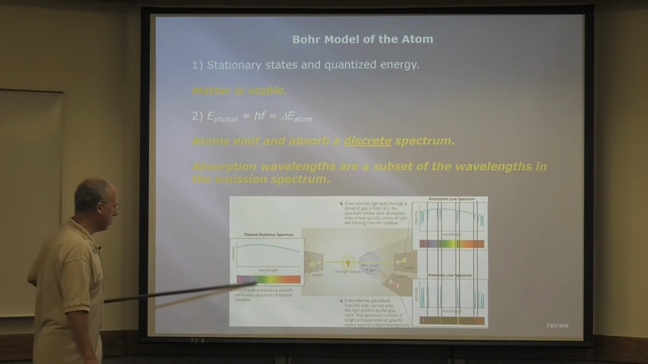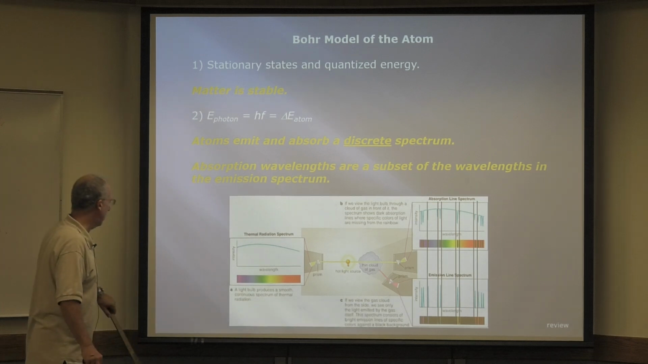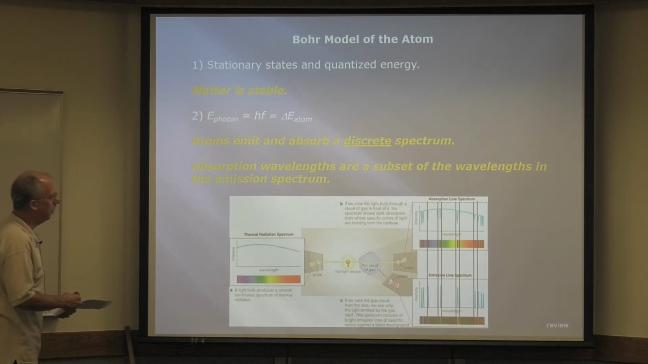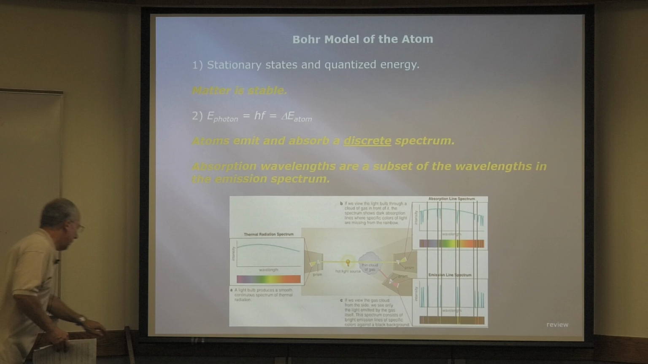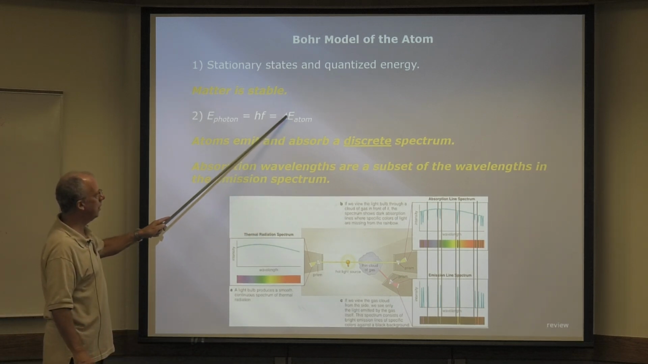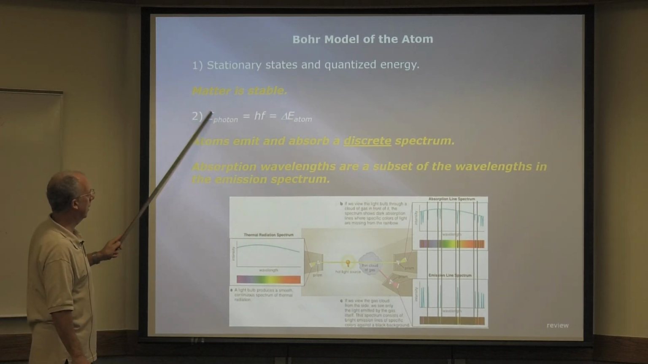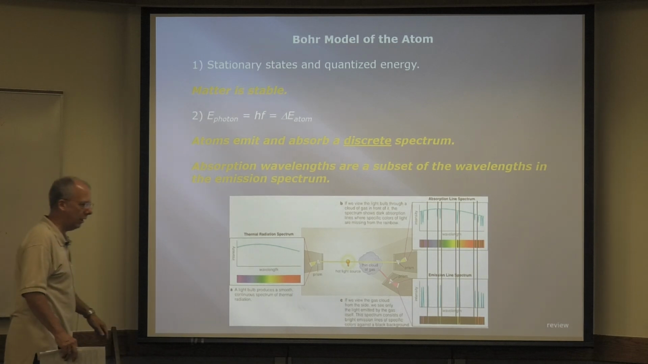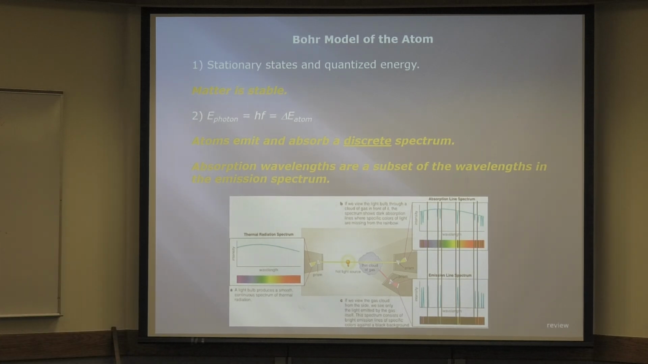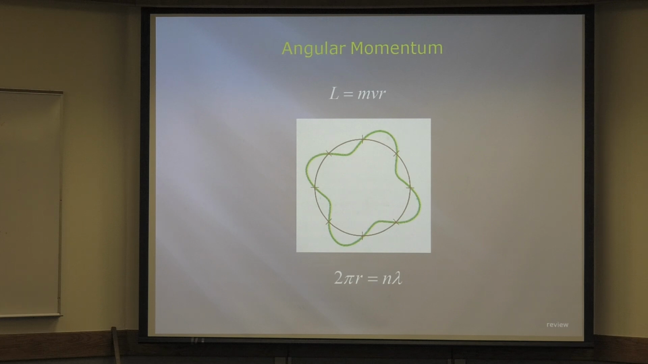So the Bohr model explained all this, which was clearly not understood before Bohr. And the energies between the states is equal to the energies of the photons, either being absorbed or emitted. Angular momentum is conserved. And that's it. Thank you very much.